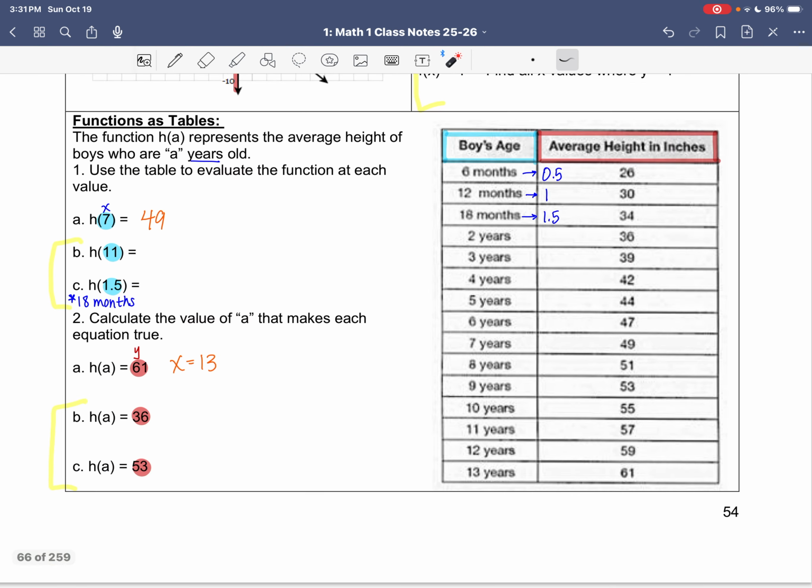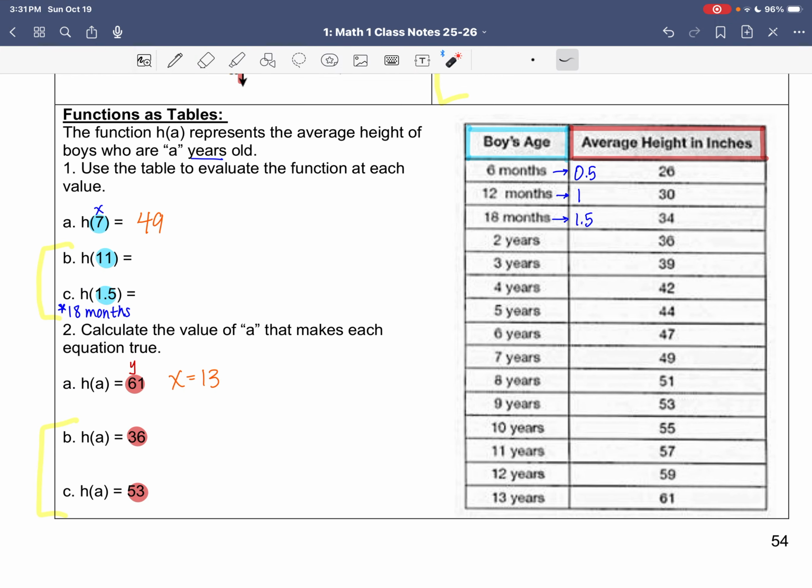All right, so now functions as tables. h of a represents the average height of the boys who are a years old. We're going to use the table to evaluate the function. Basically, the boys' ages are your x's, and the average height is your y. So if you have h of 7, this is your x value of 7, we go down to where x is 7, and we see that 7 is related to 49. So I know that h of 7 is 49.